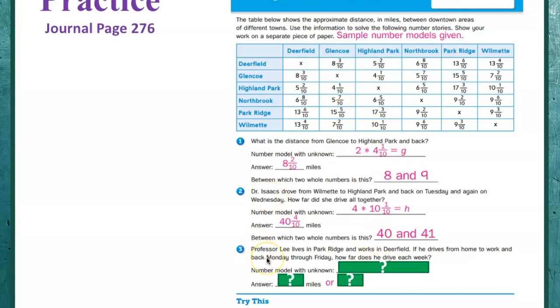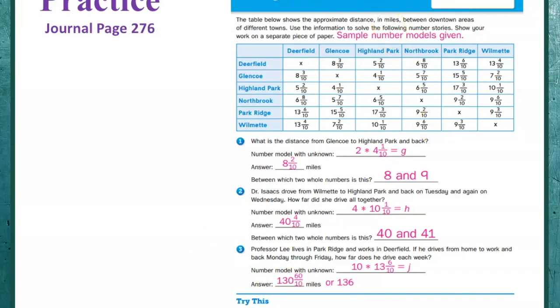Number 3, Professor Lee lives in Park Ridge and works in Deerfield. He drives from home to work and back Monday through Friday. That's 5 days. How far does he drive each week? Now keep in mind 5 days, but in those 5 days he does it twice because he's going there and back. So that's 10 times. So that means to Park Ridge, right here, to Deerfield, right here, 13 and 6 tenths times 10, which is going to get us 130 and 60 tenths, which is the same thing as 136 miles.